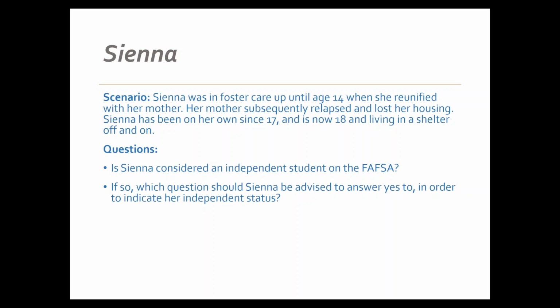Okay, so we have Sienna here. She was in foster care until the age of 14 when she reunified with her mother. Her mother subsequently relapsed and lost her housing. Sienna has been on her own since 17 and is now 18 and living in a shelter off and on. So here are the questions. Is Sienna considered an independent student on the FAFSA? And if so, which question would Sienna be advised to answer in order to indicate her independent status?